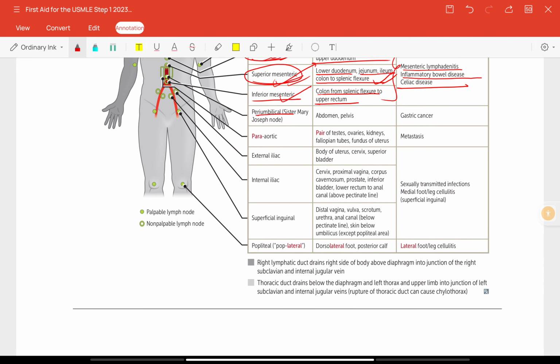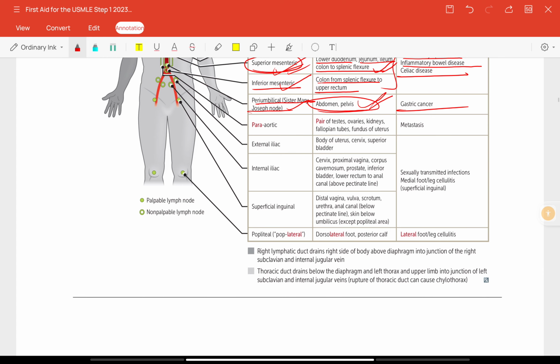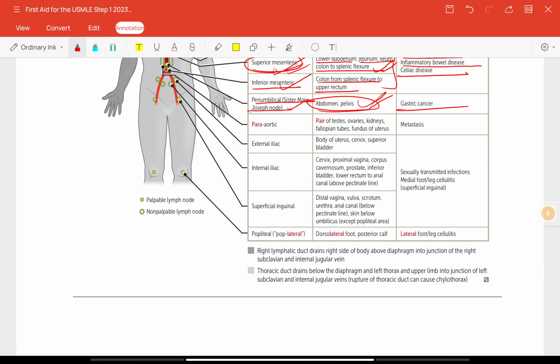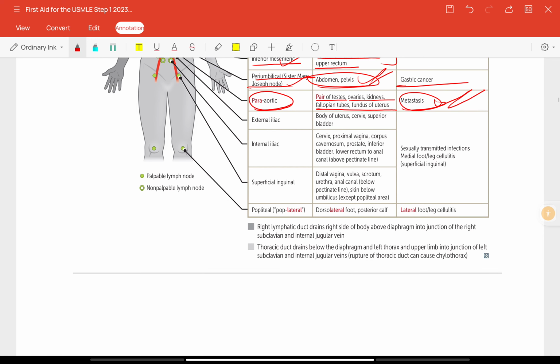Now for periumbilical, that is Sister Mary Joseph's node, the drainage is from abdomen and pelvis, and associated pathology is gastric cancer. For para-aortic, pairs of testes, ovaries, kidneys, fallopian tubes, fundus of uterus will be the drainage, and associated pathology is, that is metastasis.